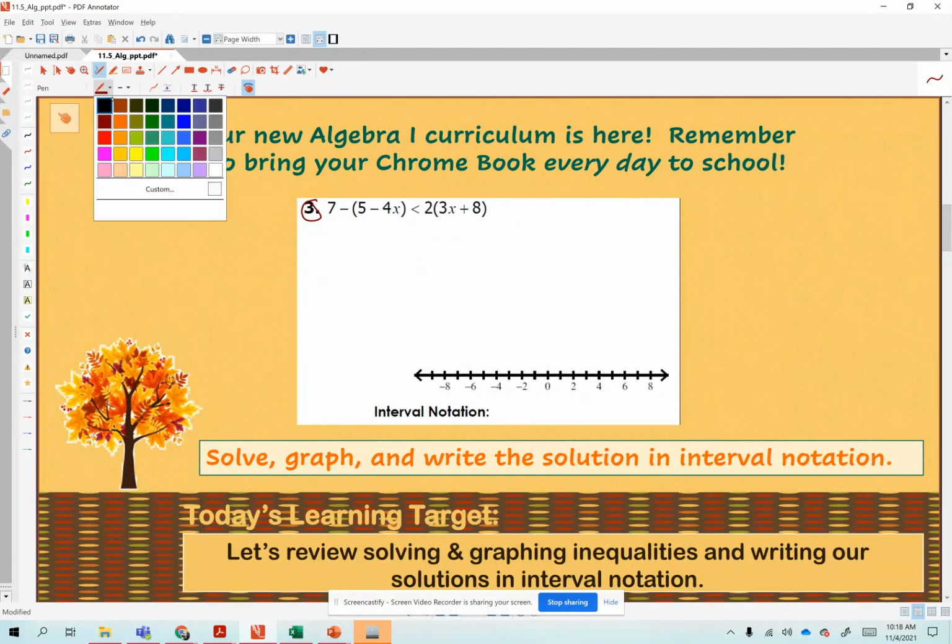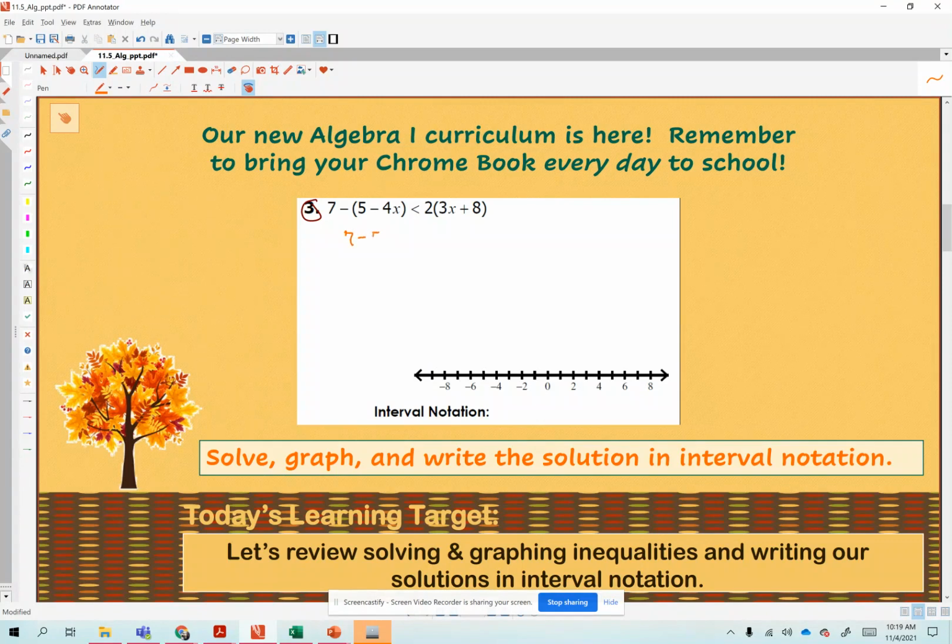Okay, number 3, let's change our color. First thing we need to do is distribute. That would give us 7 minus 5 times negative 2 x, negative times a negative is a positive, positive 4x. And then we distribute on the other side, is less than 2 times 3, 6x, plus 2 times 8 is 16. So let's combine like terms. 7 minus 5 is 2, plus 4x is less than 6x plus 16.